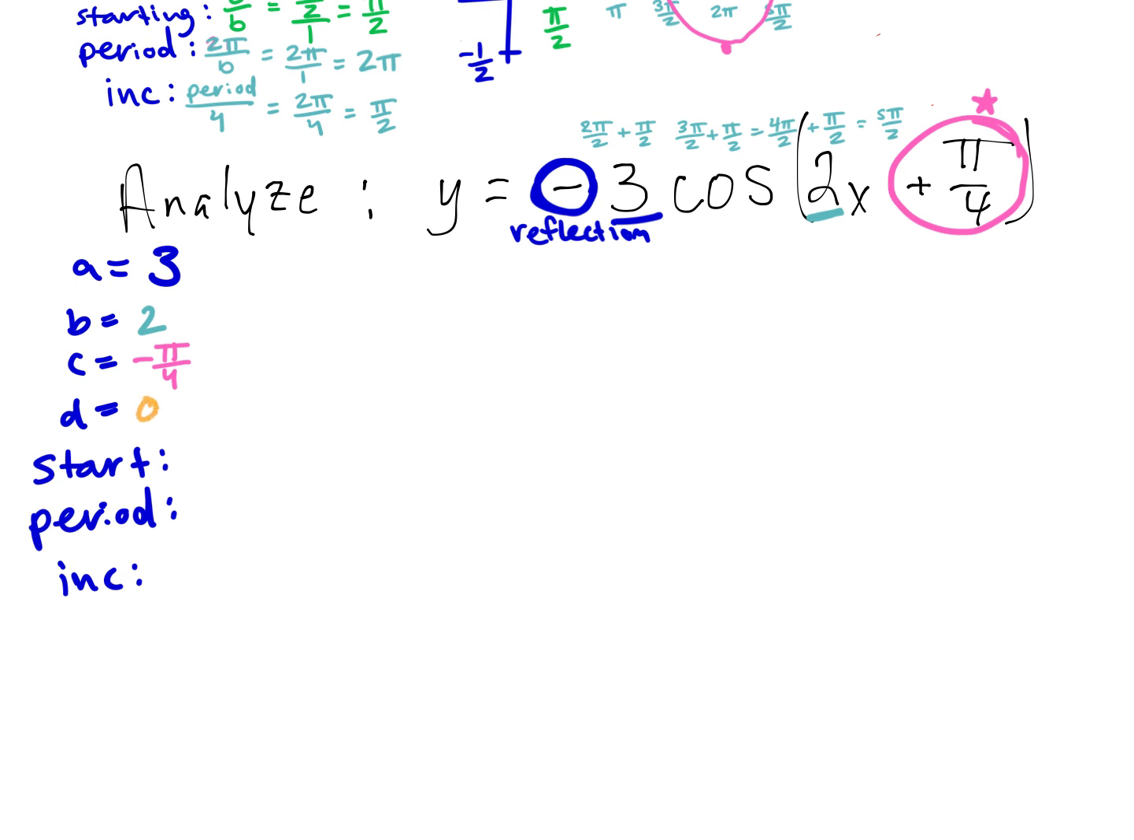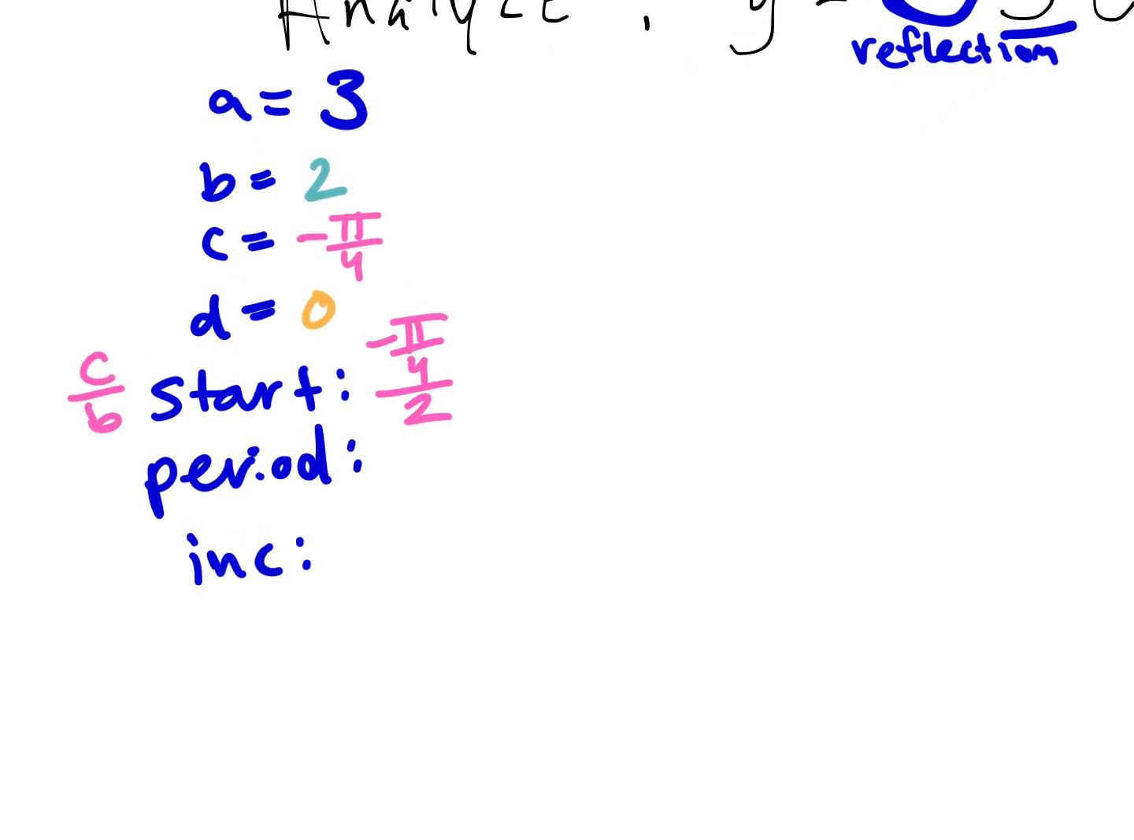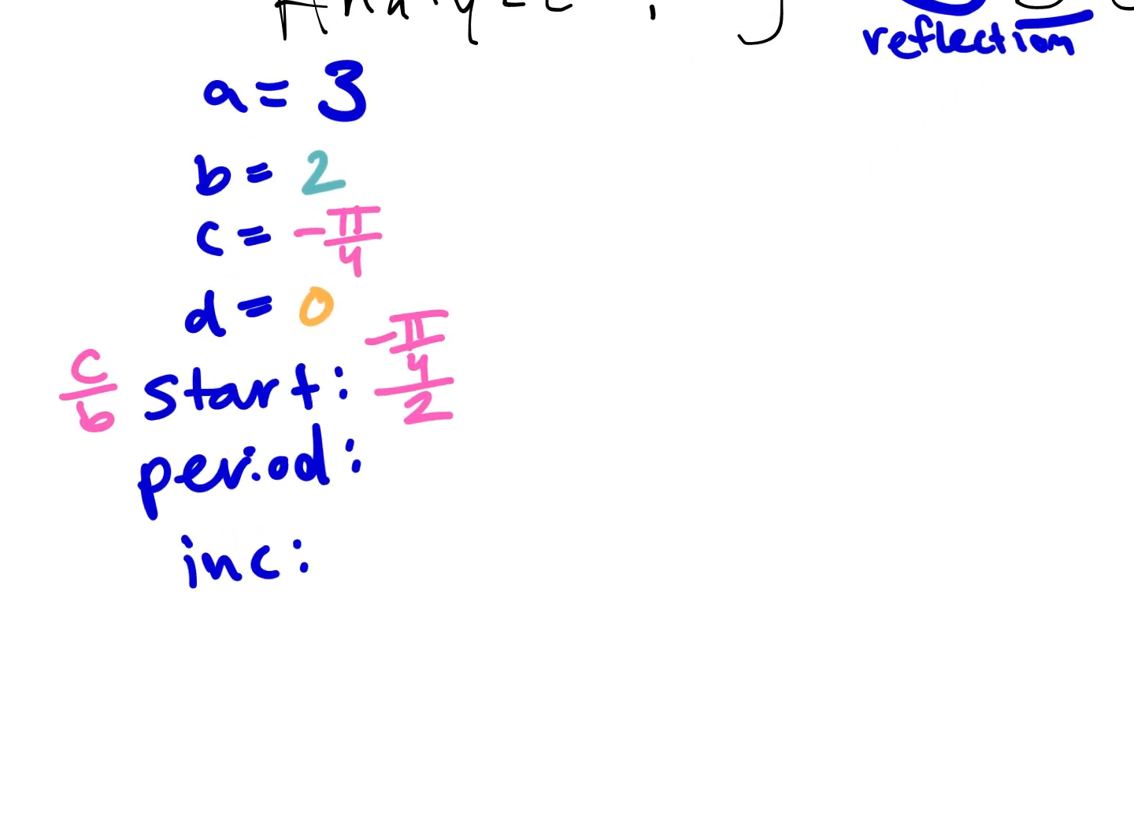0. How do we find the starting point? C over B. So our C is negative pi over 4 over B, which is 2. What do we do when we have a fraction in a fraction? Keep, change, flip. We're going to keep the top, change to multiplication. We'll flip 2 to 1/2. So what do we get for our starting point? Negative pi over 8. Perfect.